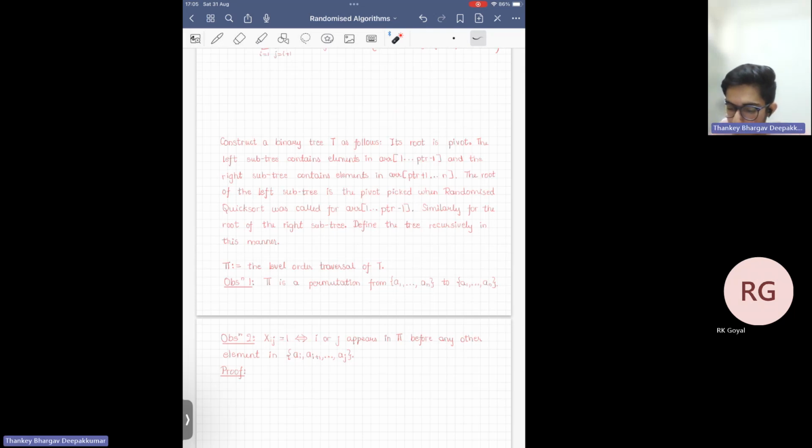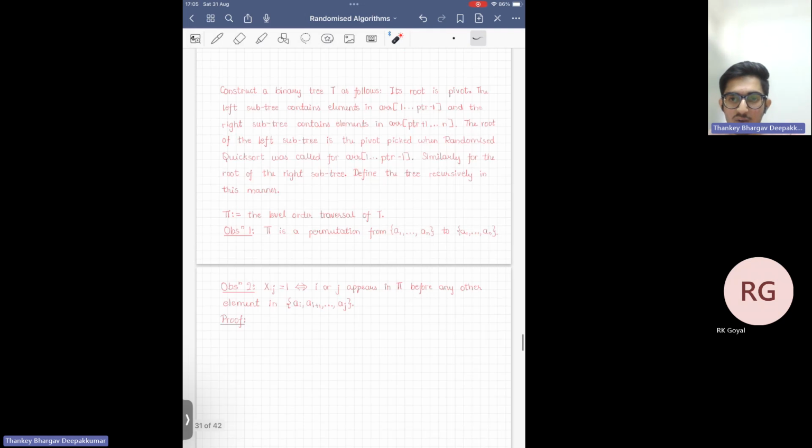And then we defined pi as the level order traversal of this tree, and we argued that pi is a permutation of A1 to An. So this is what we had done yesterday. Do you have any questions about that, or should we move on? Yes. The construction of the tree is clear, but can you explain the meaning of the term level order traversal, and the explanation of both the observations?